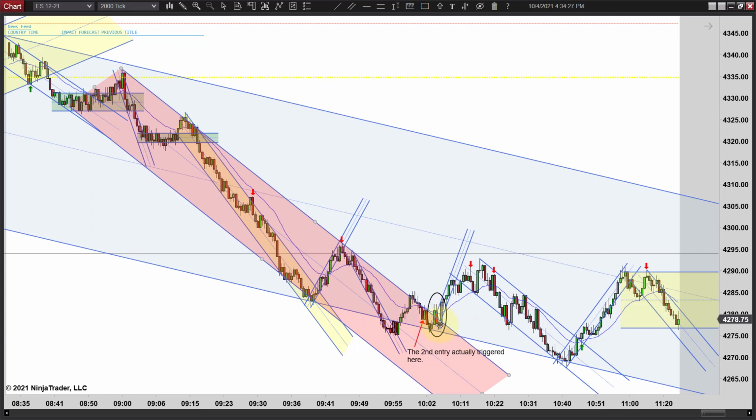Plus, this is not a second entry. This is just a first entry short. So that's a couple of important points that you can't miss there.